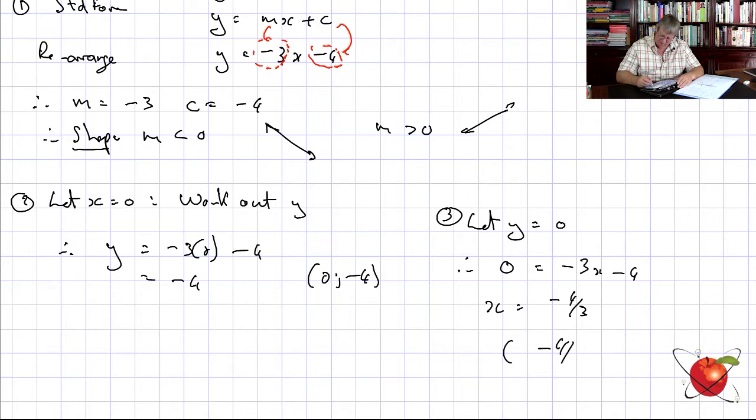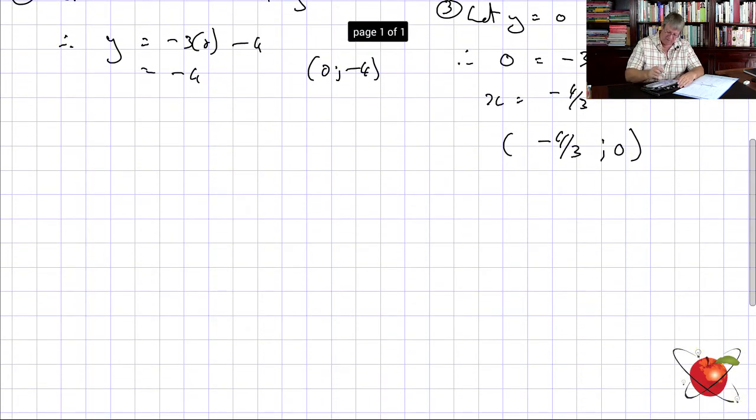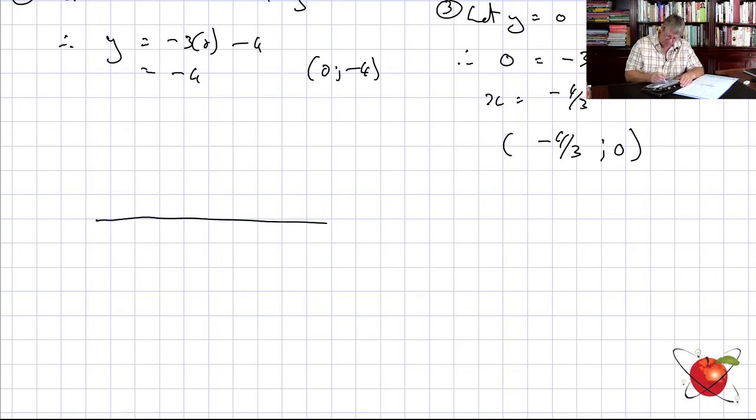Write down the coordinates, minus 4 over 3 and 0. Now, hey presto, what can we do? Now we can go and have a look and say, okie dokes, let's have a look. Now we plot the points, okay?